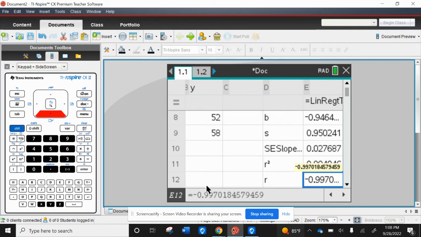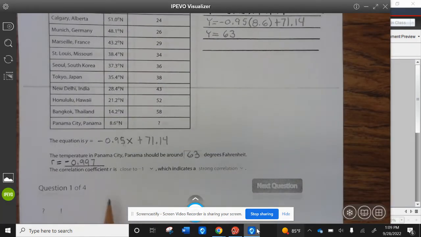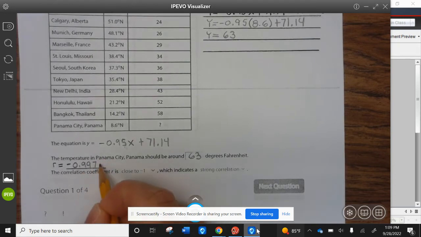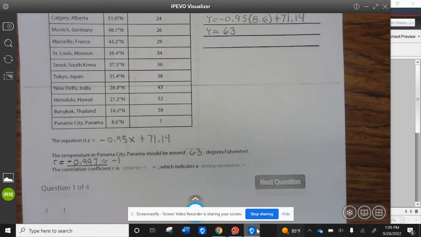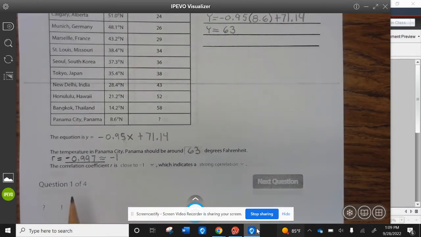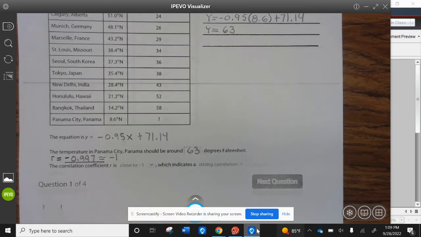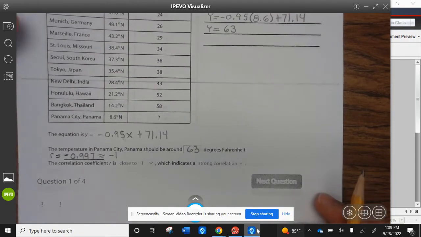So R equals negative 0.997. And the reason why I wrote the third digit is because the 7 rounds the 9 up to a 10, which rounds us up to negative 1. Okay? So the correlation coefficient is closest to negative 1, which indicates a strong correlation. All right, let's look at the next example.